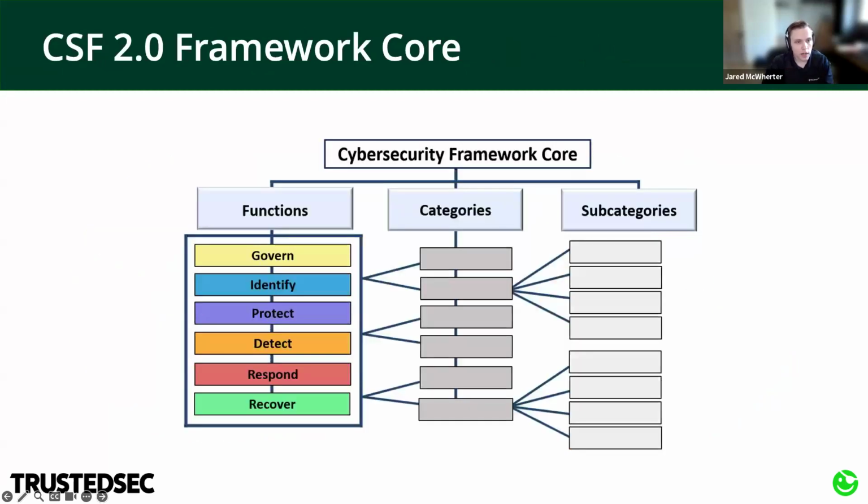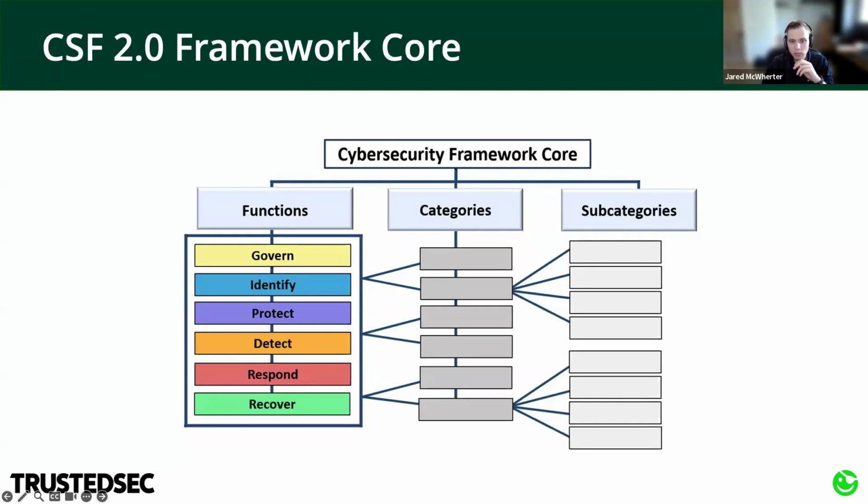Yep. All right, perfect. So this is the CSF framework core. The CSF is made up of individual functions as stated, and that is govern, identify, protect, detect, respond, and recover. Each one of those functions has individual categories and then subcategories, which are essentially the controls. I'm going to speak on the functions in just a moment, and then we can take a look at the categories and subcategories. Now, as I stated, the govern function is the newest function.